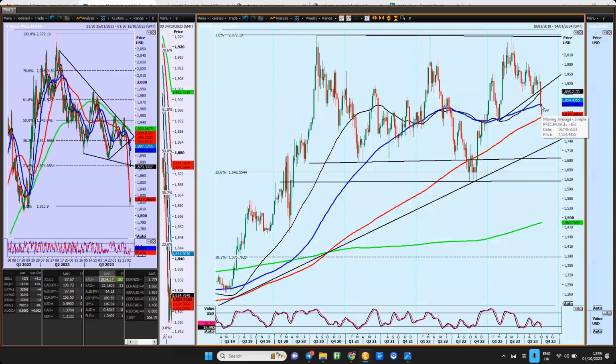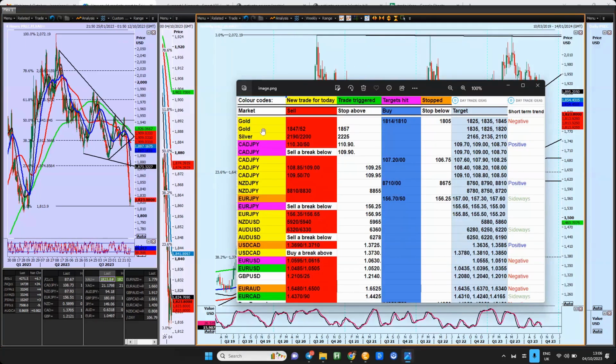We broke the 100-week moving average, which had held well earlier in the year. We're now testing the 200-week moving average, which is a good support level, and I've actually got that on my sheet, as you can see here. Can you see the sheet? I think you can if I'm sharing the screen. If you can't see the sheet, let me know, but you can see that for gold, I had a buy level at 1814, 1810, with a stop below 1805, and my targets are 1825, 1835, and 1845.